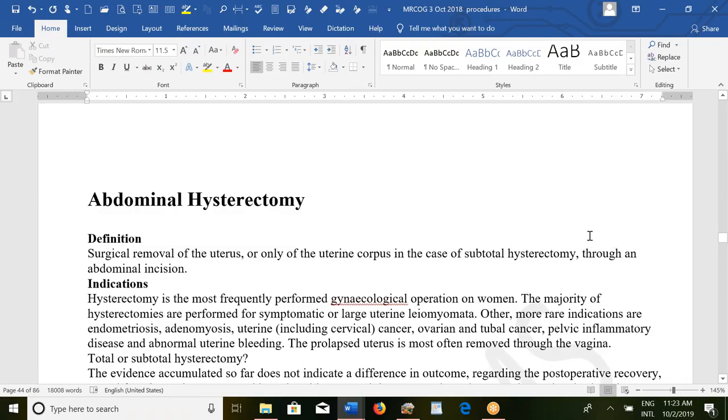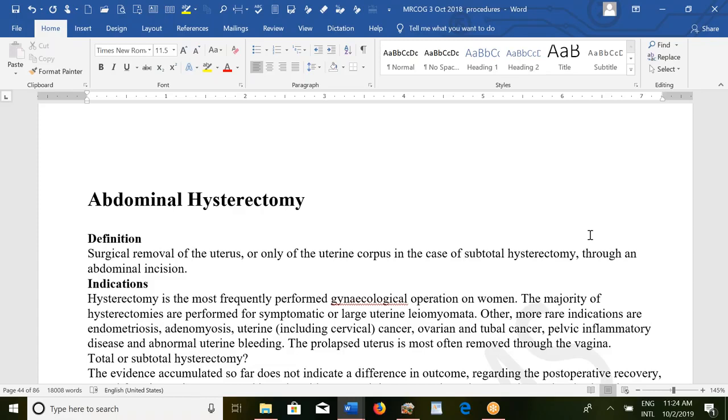So now we will talk about hysterectomy. You have just been told about the abdominal hysterectomy's indications, and you should remember that this is the most common procedure. Sometimes they will ask what you would tell the patient before starting hysterectomy. You should start with the definition: this procedure means that we are going to remove the uterus surgically, or only the body of the uterus.